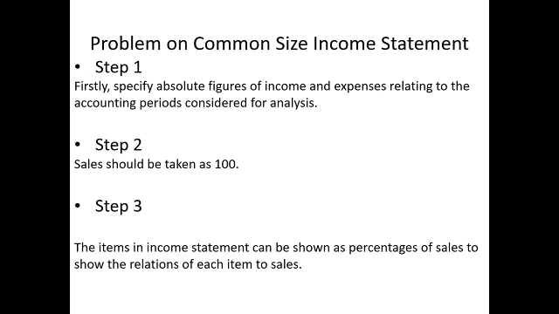In the second step, first you have to fix that sales should be considered as 100%. And finally, all the items in the income statement can be shown as percentage of sales to show that relation of each items to the sales.